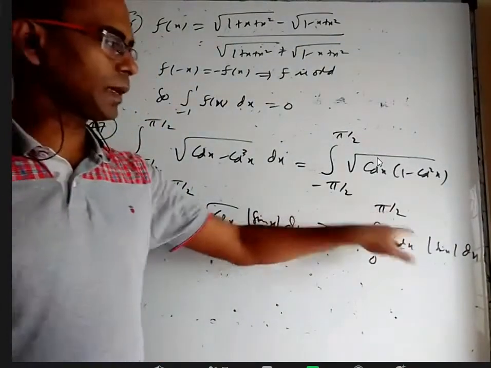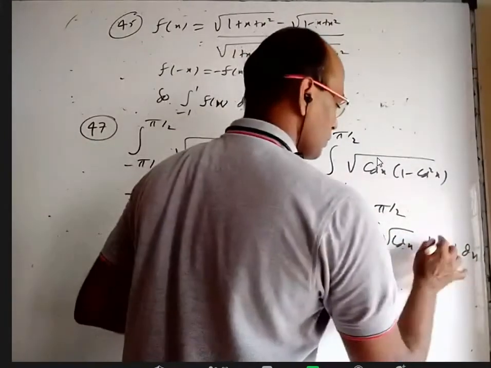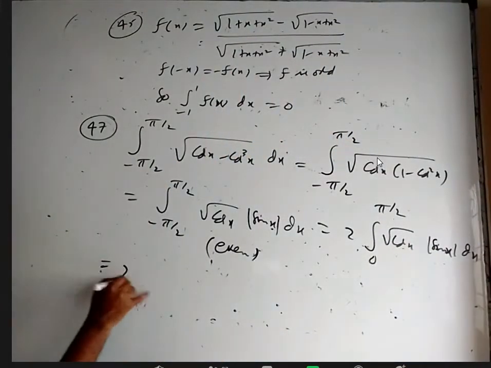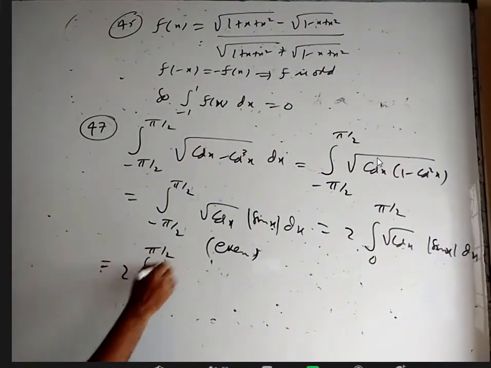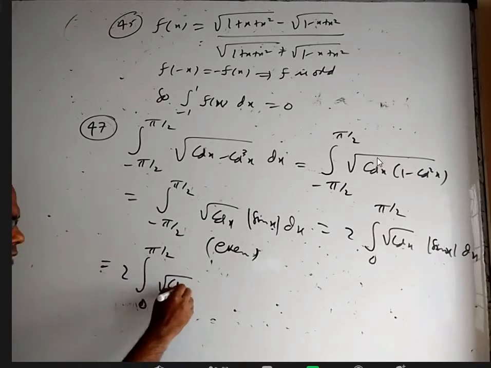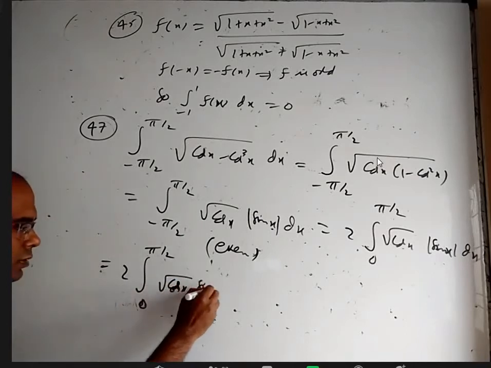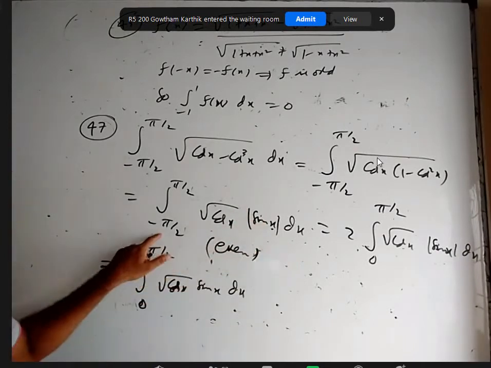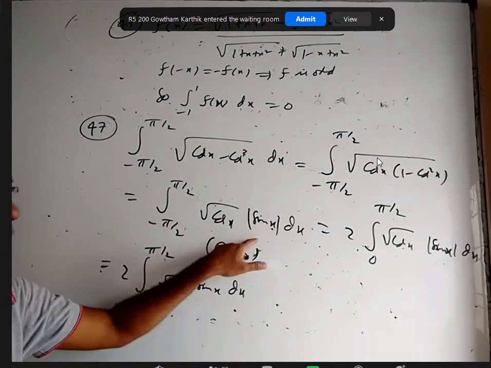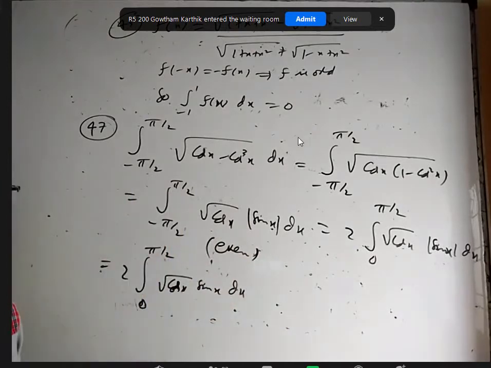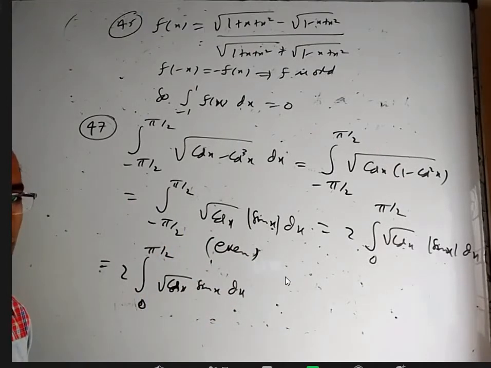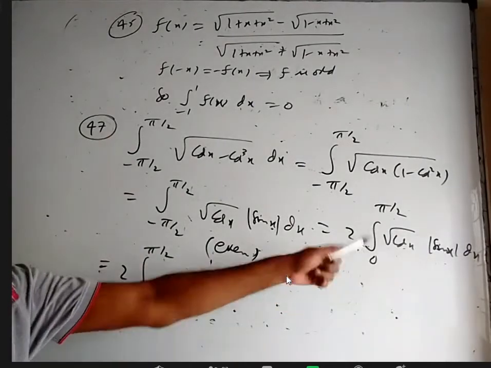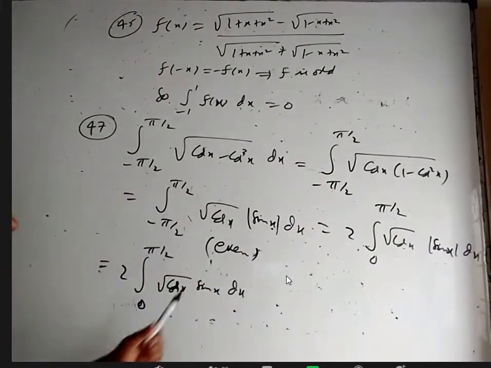But between 0 to pi by 2, sin x is positive, so I can remove the mod symbol. So 2 times 0 to pi by 2, it is root cos x sin x. Whereas here I cannot remove the mod, because between minus pi by 2 to 0 it is negative, I have to write minus sin x, and 0 to pi by 2 it is positive, I have to write plus sin x. But it is even, so I wrote like this, and now within these limits it is a positive sin x, so I have to remove the mod.